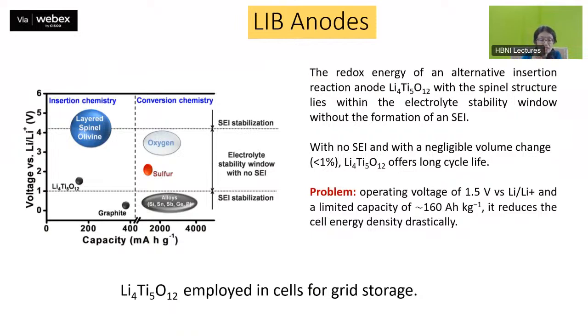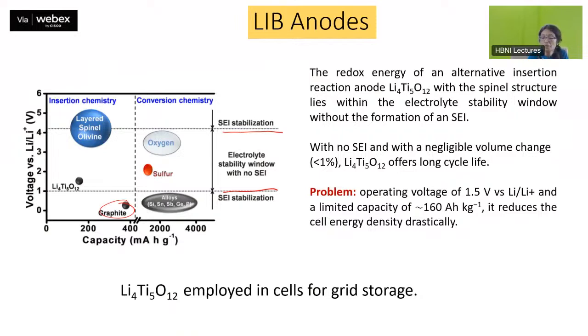Now, if you look into this other diagram which I have shown over here, the voltage versus capacity, if you look into graphite and the SEI stabilization layer which is marked over here, and the electrolyte stability window where there is no SEI formation, what you find is graphite is definitely lying below the SEI stabilization layer, and also its capacity is a little bit less. With capacity, if you see, it's around 372 ampere hour per kg. So there are certain other anode materials which are considered, which can lie within the electrolyte stability window.